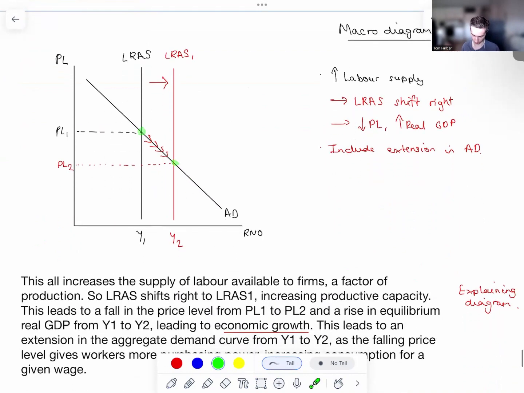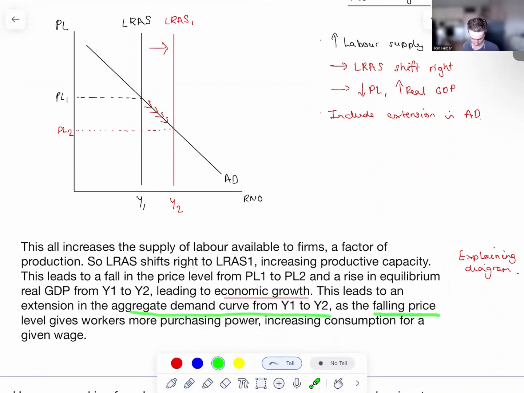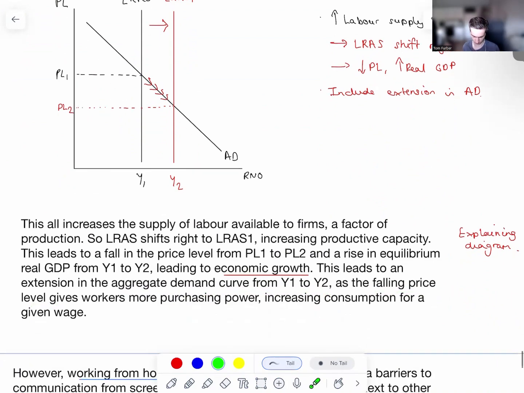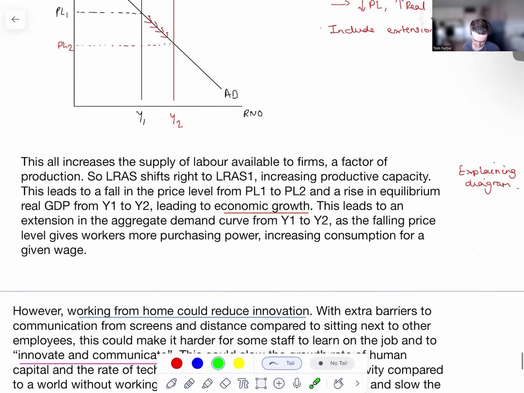That's explained in the text as well. So we explain the diagram as we've just done, and we explain why there's an extension in AD. Another way to explain this is that the falling price level gives workers more purchasing power, so it increases consumption at a given wage. And the key point that we wanted to make is that it leads to economic growth, so we make sure we link to the macro objective here.